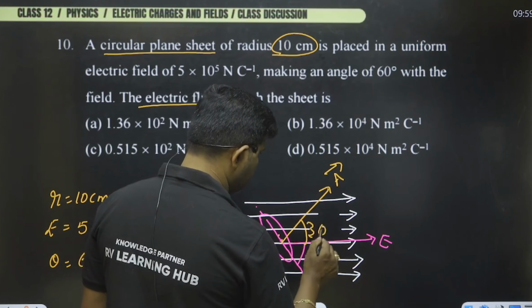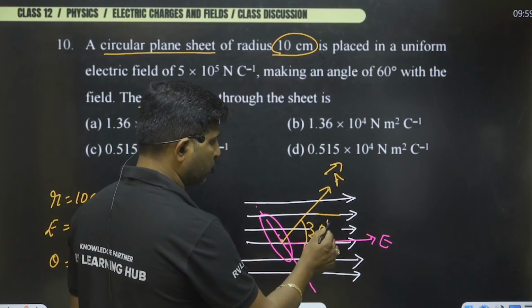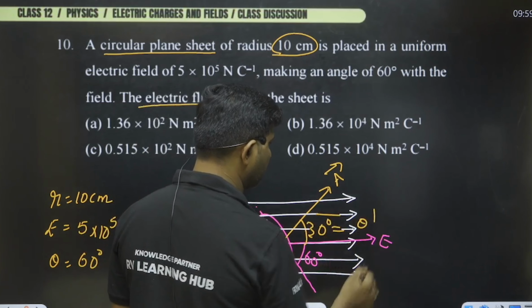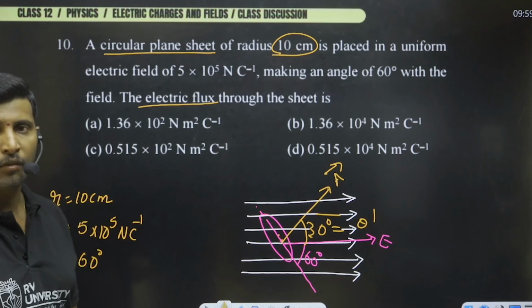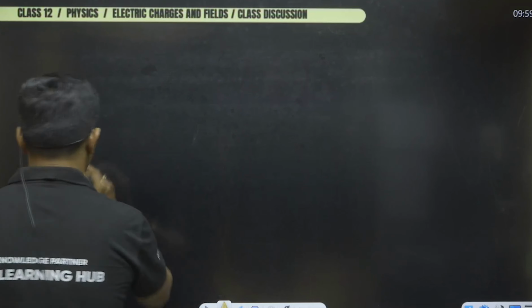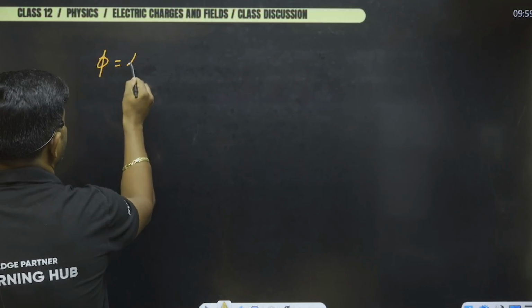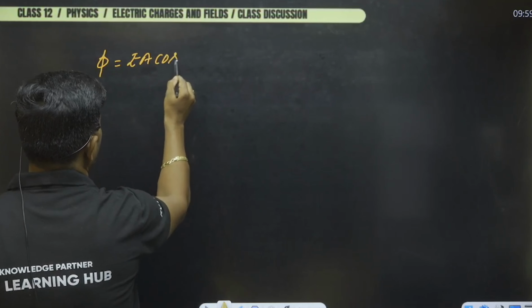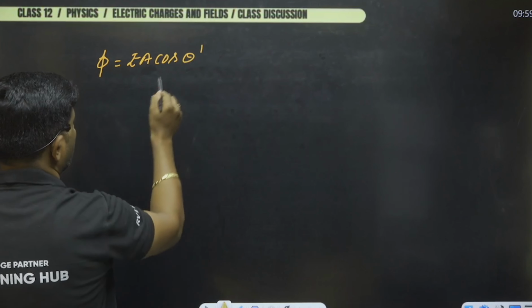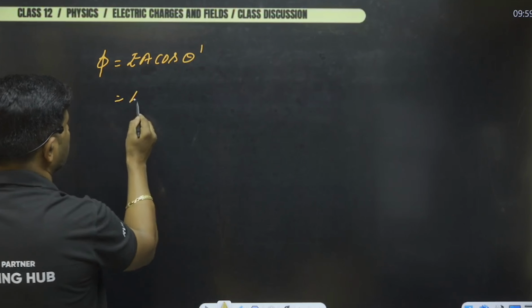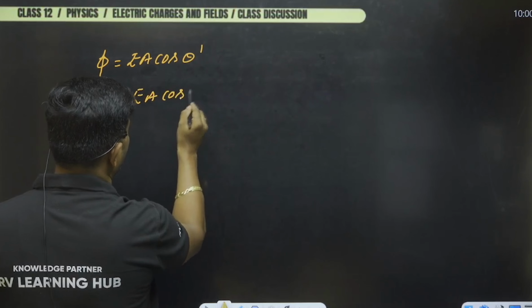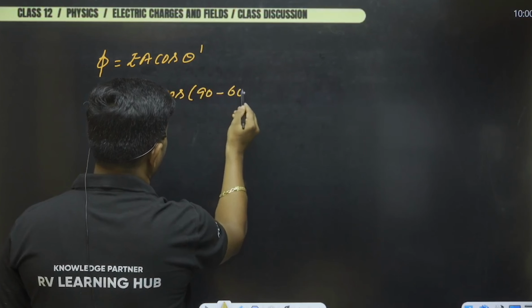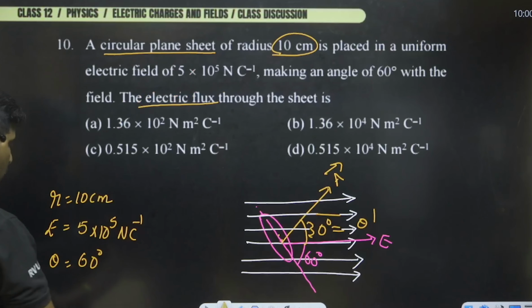Will make an angle 30 degree with the field. Is it right? That is what we have to calculate. Because whenever we use flux is equal to E into A into cos theta, here we have to go with the theta dash, which is nothing but EA into cos of 90 minus 60. So just substitute all the values here.